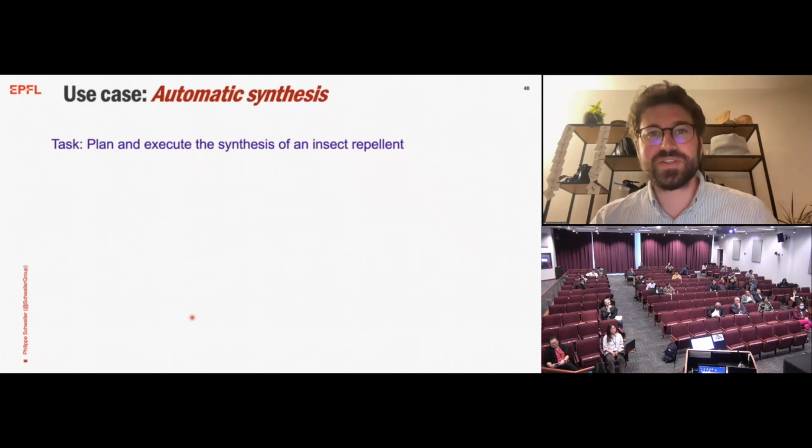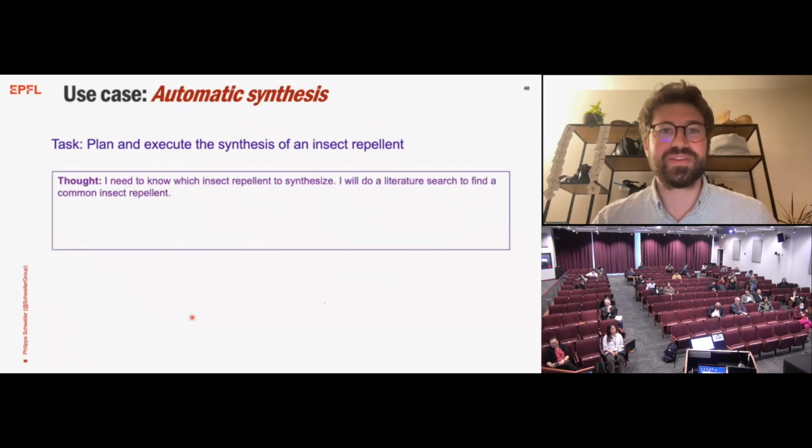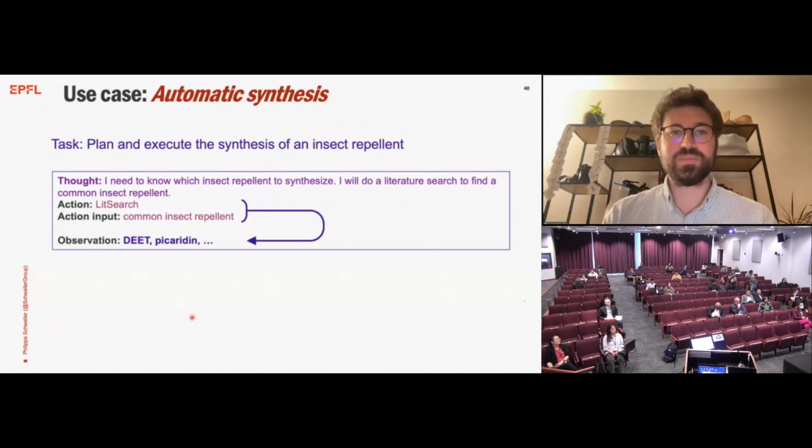And here's one fun example that we used in automatic synthesis: plan and execute the synthesis of an insect repellent. For this, the language model first had to find out what is a common insect repellent, and for this it queried the literature and got back a few options. But if you look at those common names, they do not contain any structural information.